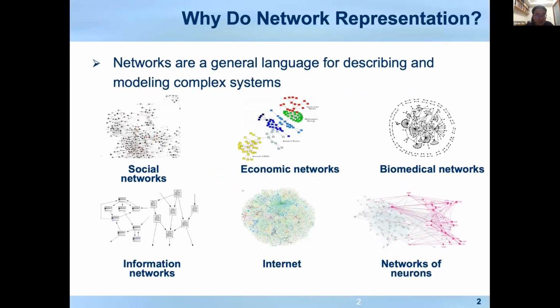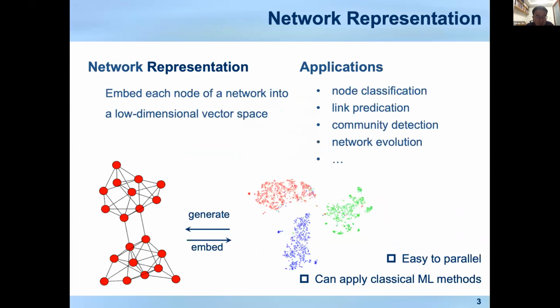We know that graphs or networks are a general language for describing and modeling complex systems. For example, in social networks, a person is a node, and the interaction between two persons is a link, so we can construct the social network. Other examples can be seen in economic networks, biomedical networks, information networks, and so on. An important task in a network is to learn the structure property of a node.